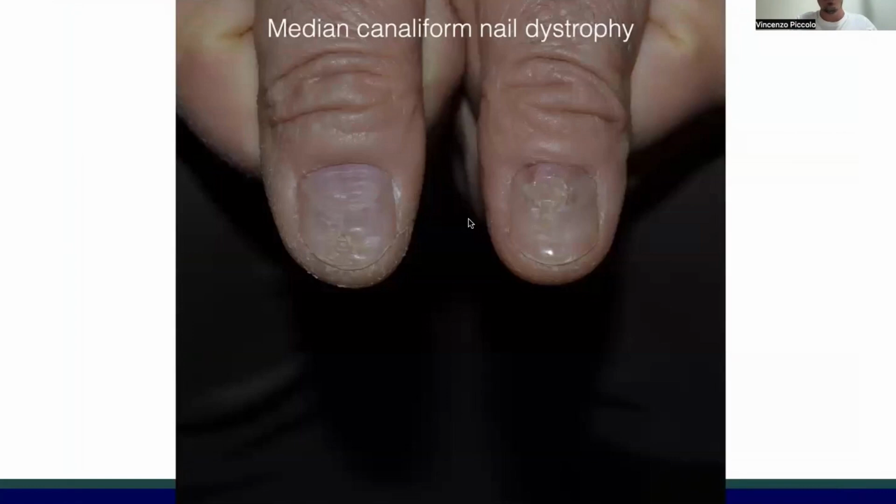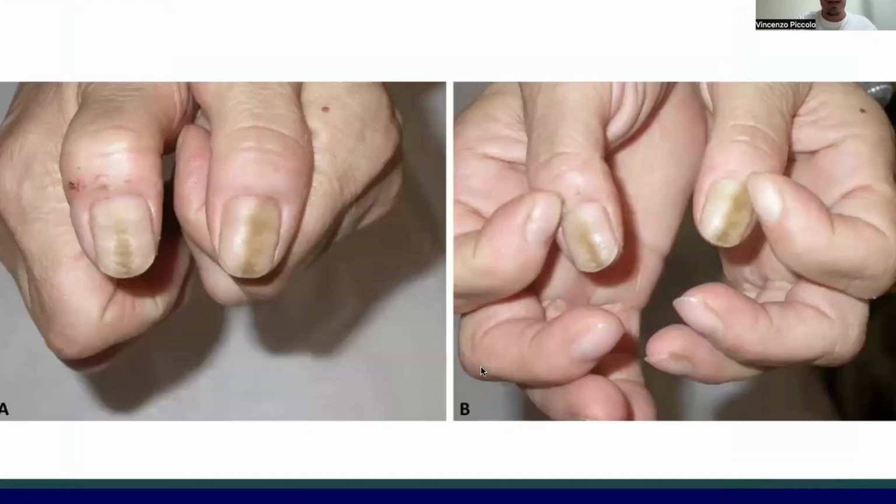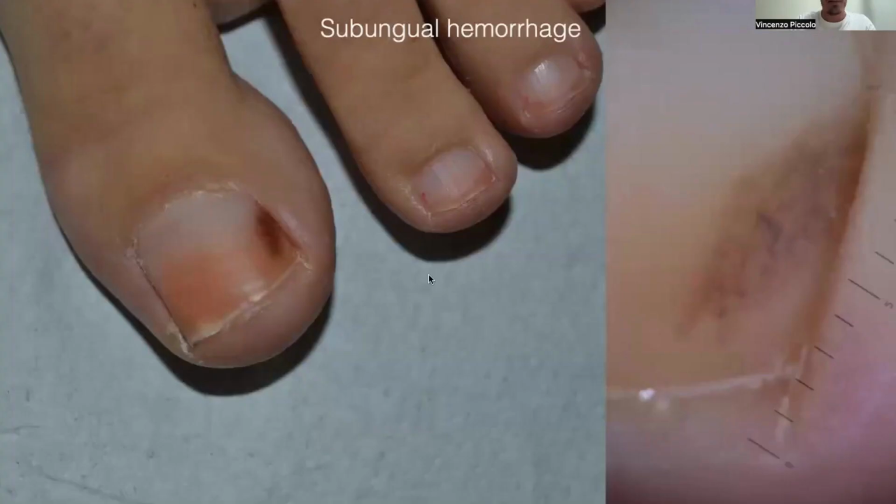Another self-induced condition is called median canaliform nail dystrophy. This condition is secondary to a compulsive movement, self-induced by the patient, in which the self-manipulation of periungual tissue provokes the appearance of multiple nail alterations, like in this case, linear lines of the nail, mostly affecting the median area of the nail plates bilaterally.